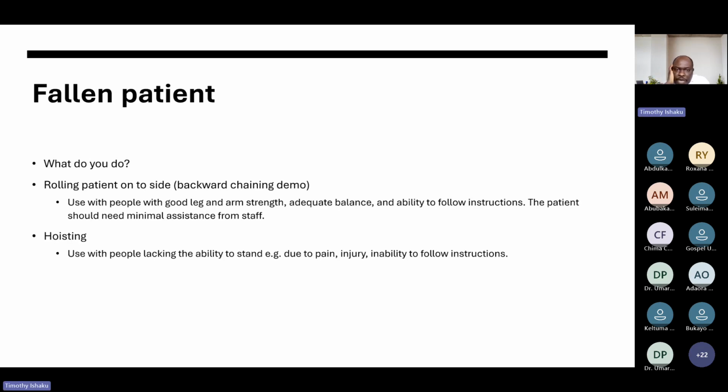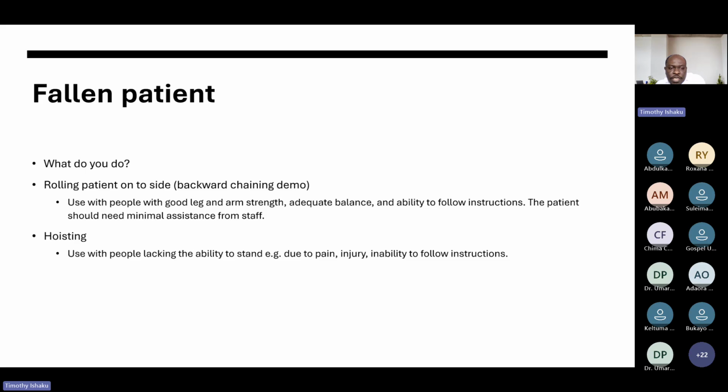And now this is the one I was trying to talk about earlier on. If your patient has fallen on the floor and they have to stand up, different countries have different protocols in standing a patient from the floor. But you will have to follow your local policies or whatever has been established. One practice that I can highlight is what we call backward chaining. Backward chaining is whereby you enable the patient to stand up, either using their own ability or you support them when they are trying to stand up if they cannot stand up by themselves.